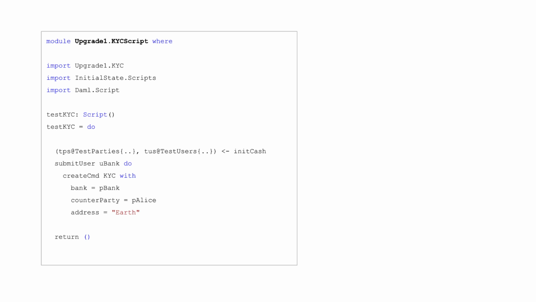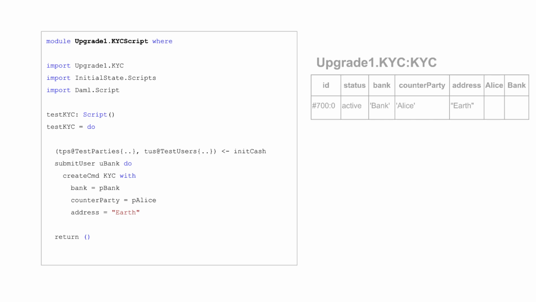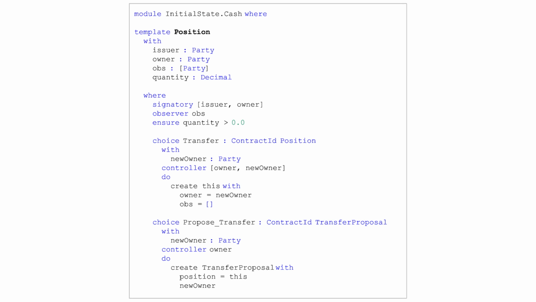In this script, you first run the init cache script to bring the ledger to the initial state, which is the starting point. Then, the bank submits the creation of a KYC contract for each of the parties, one by one. This script only shows the creation of a KYC contract for Alice as an example. This is a good technique to add a new type of data about a party without having to change any existing templates. Let us now think of another type of change required in this scenario.